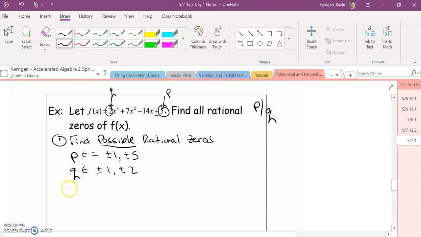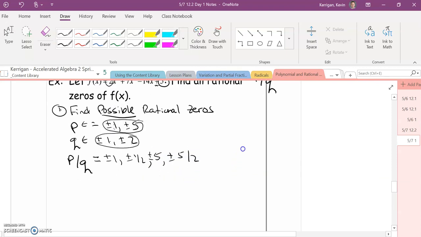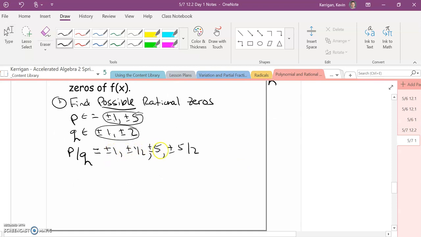The reason I'm listing these two out is because I need to find what my p over q's could possibly be. My p over q is going to be every single one of these divided by every single one of these. So 1 over 1, 1 over 2. So plus or minus 1 over 1, plus or minus 1 over 2. And then I need 5 over 1 and 5 over 2. Plus or minus 5, and plus or minus 5 over 2. So I have 1, 2, 3, 4, 5, 6, 7, 8 possible rational zeros. Okay? So it could be any of these.